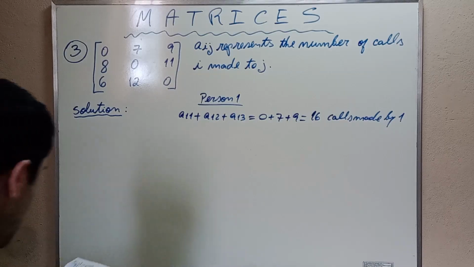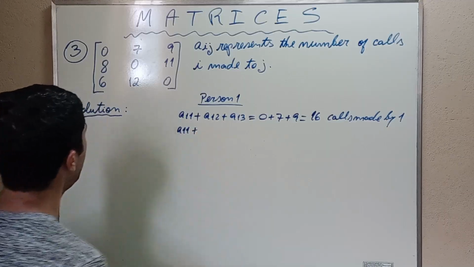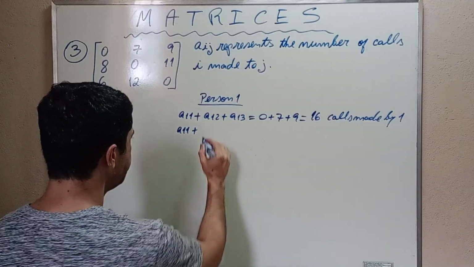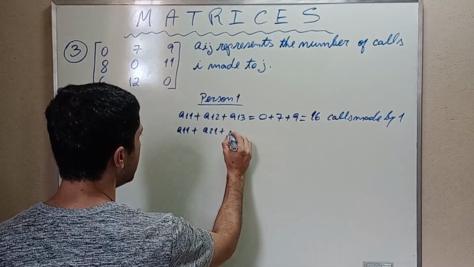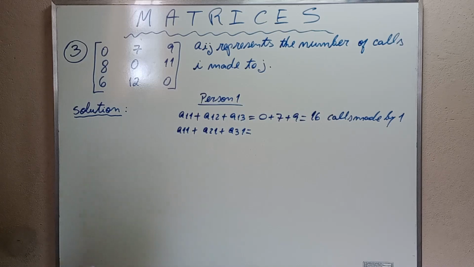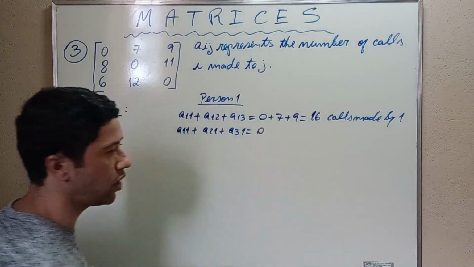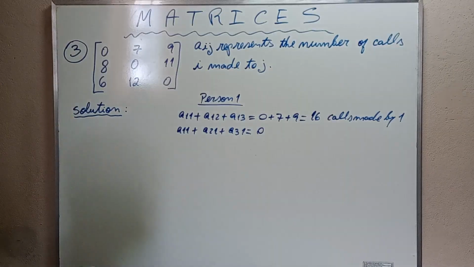Likewise, A11 plus A21 plus A31 represents, this sum represents the number of phone calls received, not made, received by 1. A11 is 0. You cannot receive a phone call by yourself. That's why it is 0.